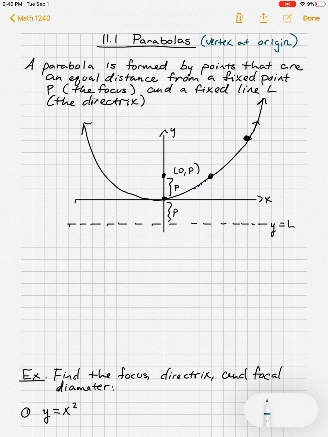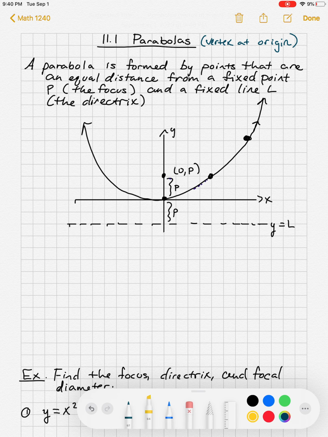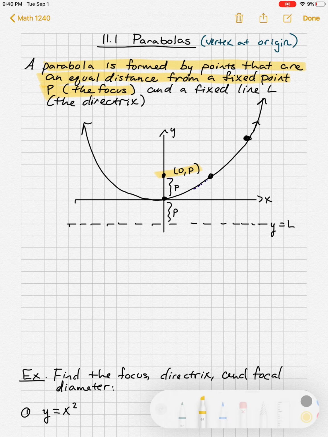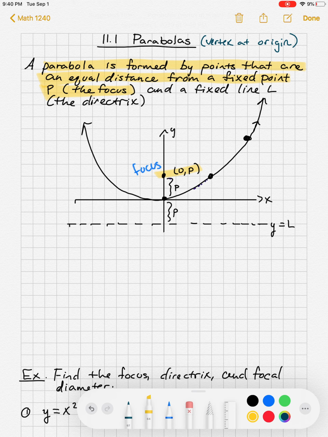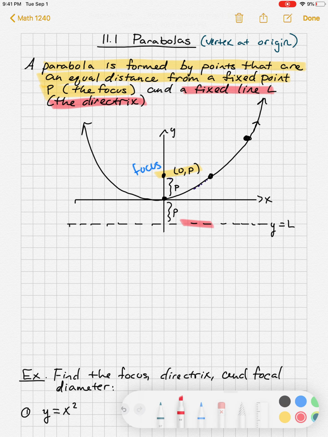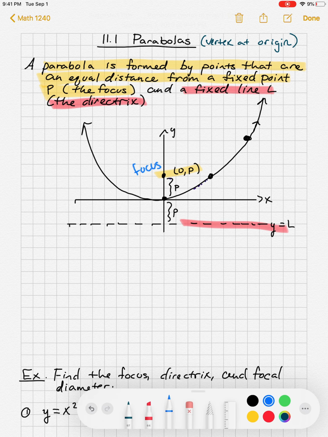So what is the definition of a parabola geometrically? A parabola is formed by points that are an equal distance from a fixed point P called the focus. So that's this guy. And a fixed line L called the directrix. So that's this guy.